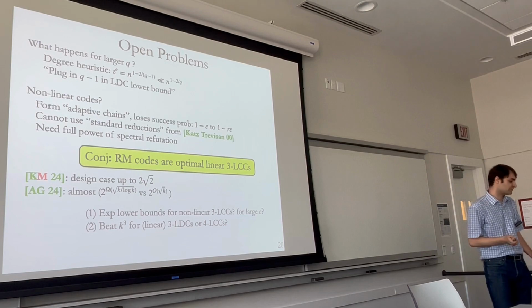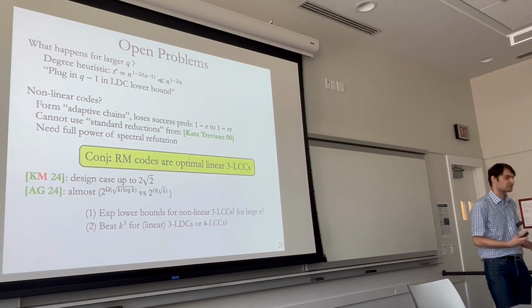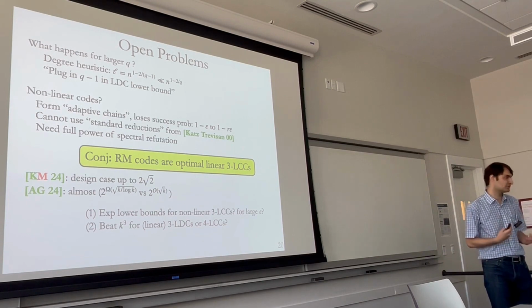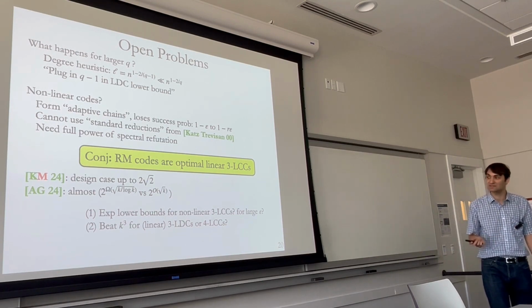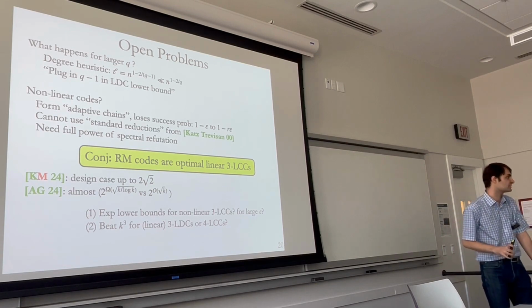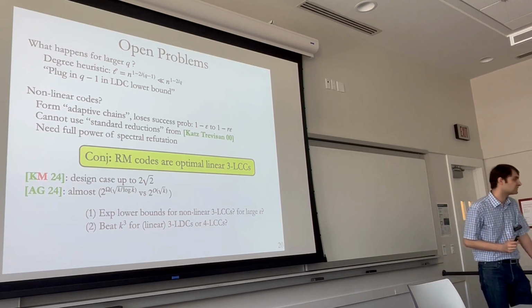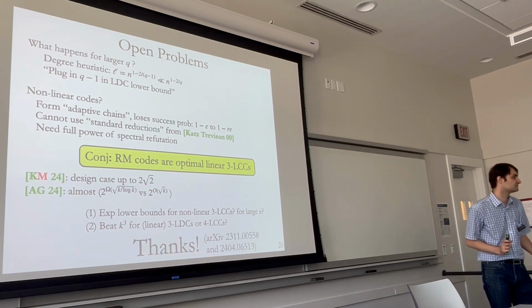And I think the other interesting question is, can we go beyond k cubed for 3 LDCs or 4 LCCs? And here, even if we do linear codes, that would already be very nice. So I think these are by far the 2 most interesting open questions after all this work on this problem. And yeah, this is probably a good place to stop. So thanks for your attention.